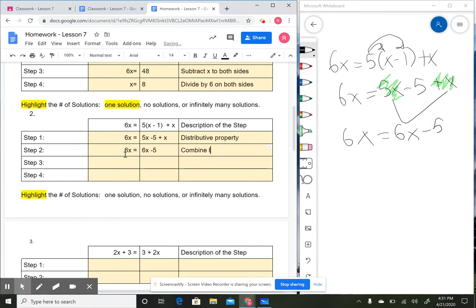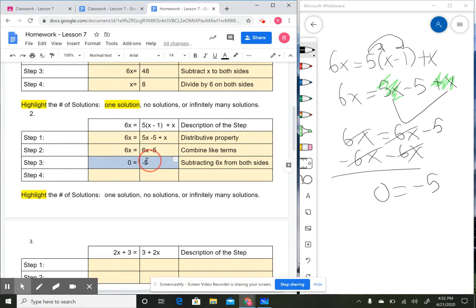6 is equal to 6x minus 5. Now I'm going to try to isolate my variable, so I'm going to bring over this 6x. 6x minus 6x, they cancel. So you're left with 0 equals negative 5. That was by subtracting 6x from both sides. So now this statement here, 0 equals negative 5, is a false statement. So therefore, there are no solutions.